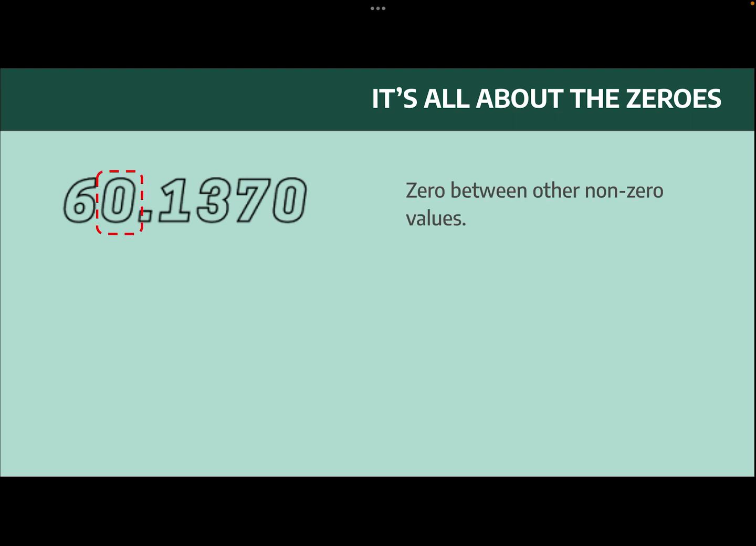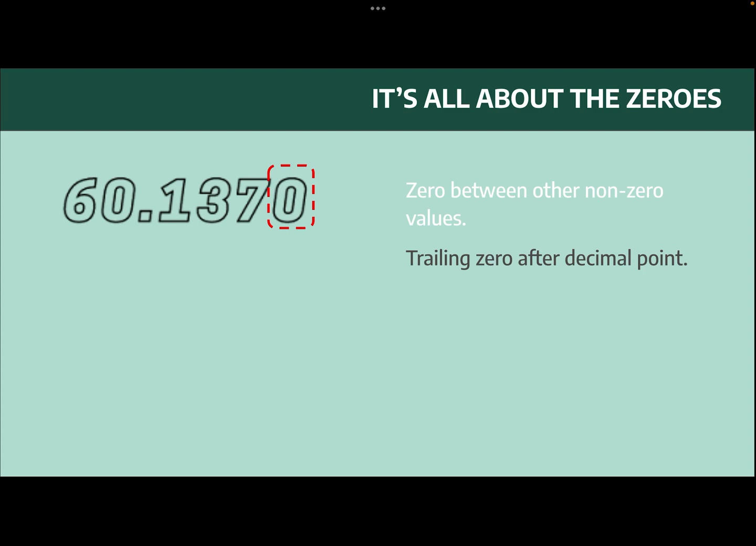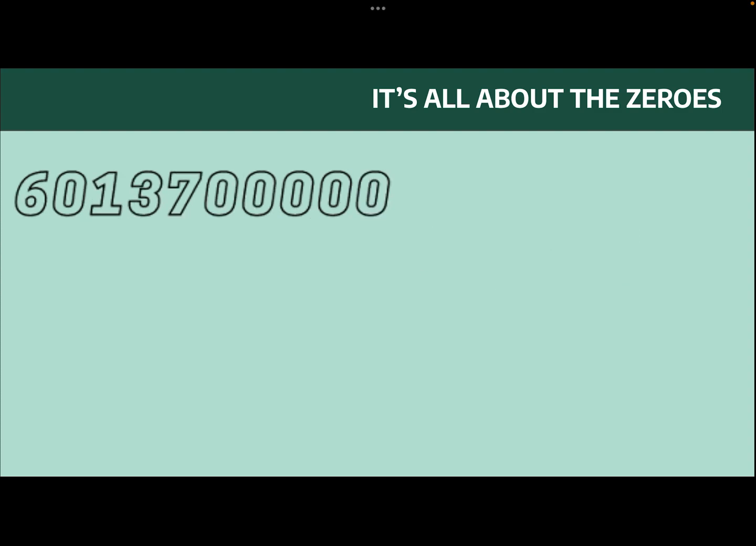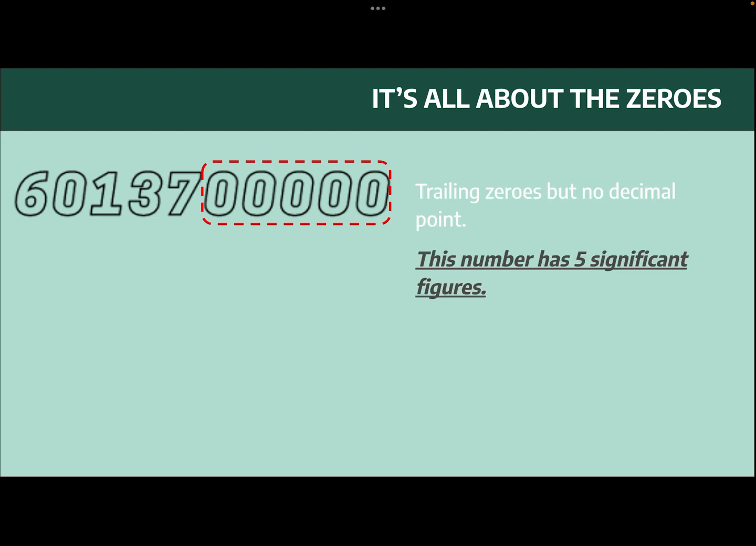60.1370. I have a 0 between other non-zero values, so it's going to be significant. I have a trailing 0 after a decimal point, so that's also going to be significant. So all of those numbers are going to be significant values. Pretty straightforward, I believe. What about this one? As I take a look at this, I already know right off the bat there's a lot of zeros there that are trailing, and there is no decimal point whatsoever. So this number has 5 significant figures.